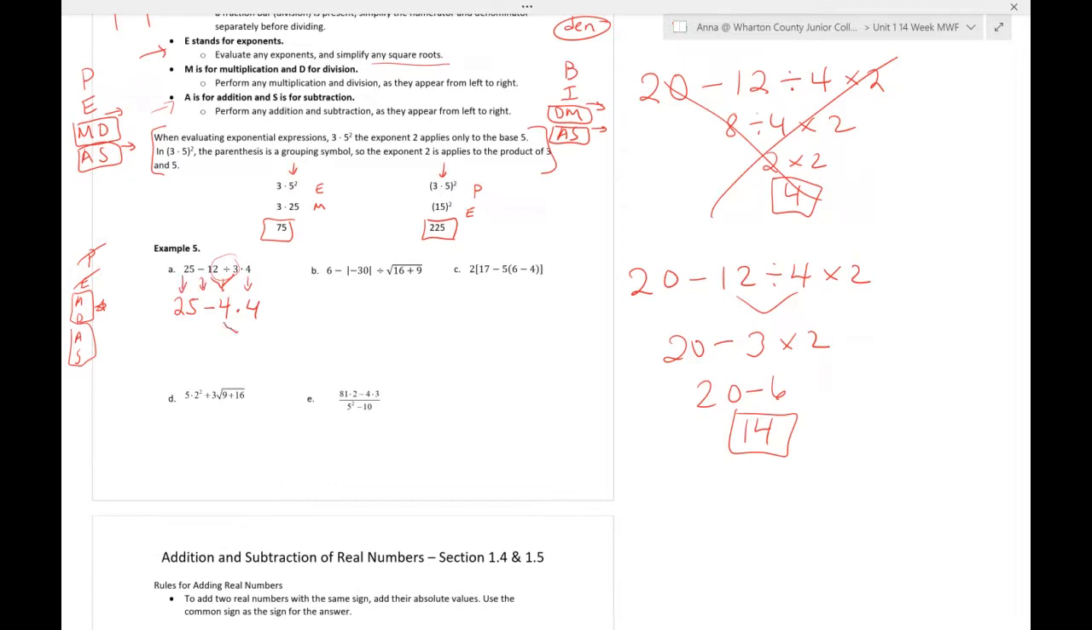Okay. Then we have multiplication, 4 times 4. So I'm going to have 25 minus 16. And then I will perform that subtraction. 25 minus 16 is 9.